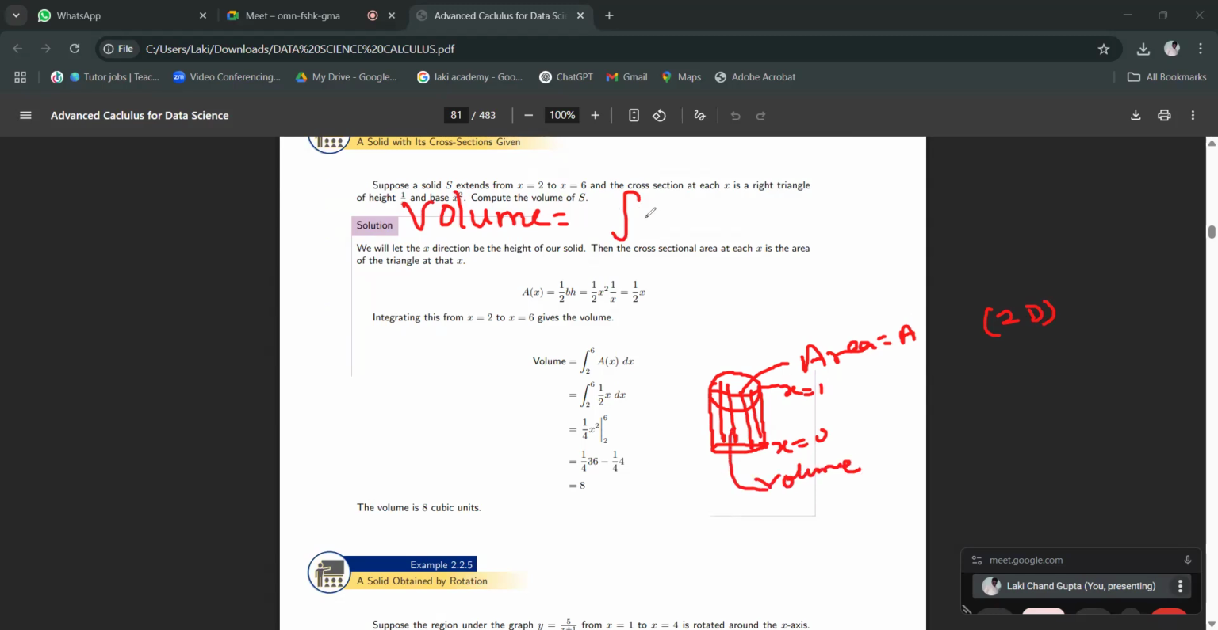The volume is what? Area from point x1 to point x2. x1 and x2 is what? Height. Whenever an area has a height, then it becomes 3D space. And 3D space is what? You can find volume.